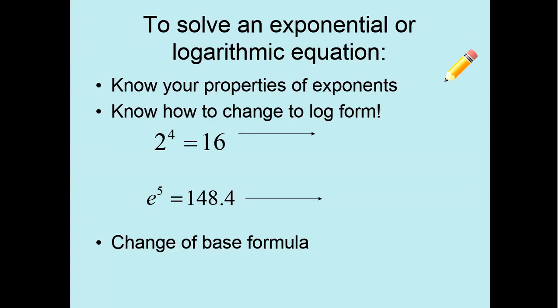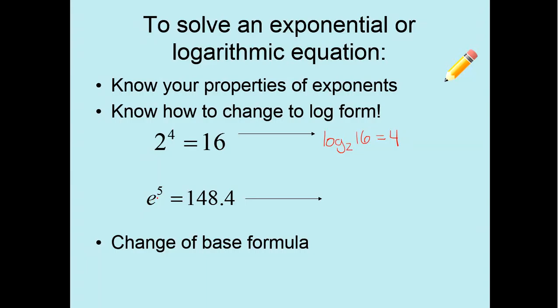So you need to know that if you have a negative exponent, you're going to drop down to the bottom. You need to know that you're going to add the exponents, that kind of stuff. You need to know how to change to logarithmic form. So this 2 to the 4th equals 16, you know that to be log base 2 of 16 equals 4. That's going to become very important today when we're solving.